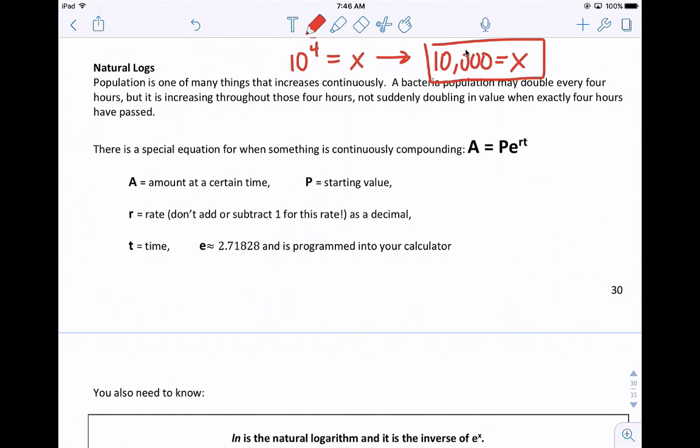And how do you know if it's positive or negative? If it's positive, it's increasing. And if you have a negative rate in Pert, it's decreasing. Then T is time, and e is this limit. It's an irrational number like pi. It's a number that has no pattern, keeps going on forever. And this will actually help us figure out these populations that are continuously compounding. So e is programmed into your calculator. It's on the left-hand side, kind of where you see the log button as well.